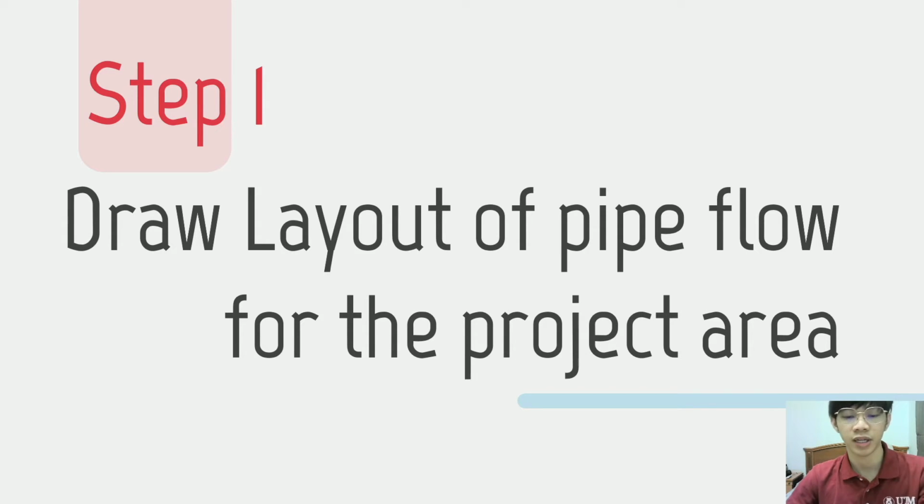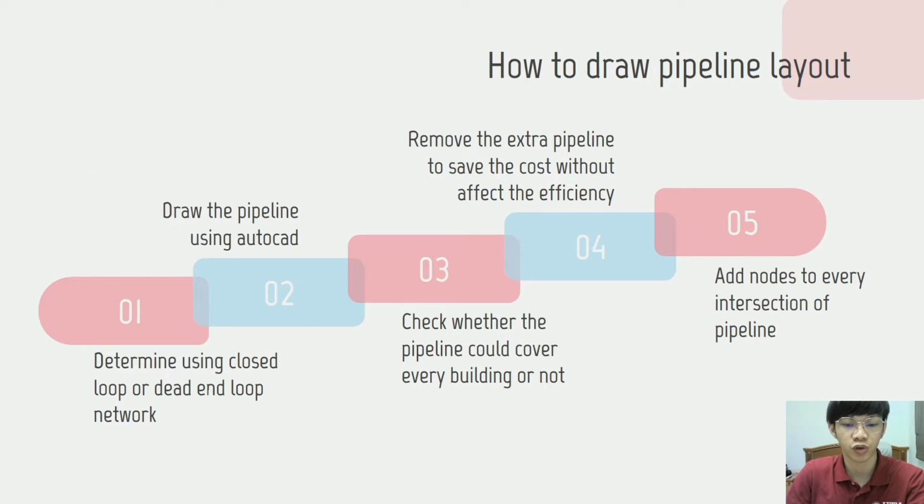First step is to draw the layout of pipe flow for the project area. So, how do we draw the pipeline layout? The layout was drawn by determining whether using a closed loop or a dead-end loop network. In our case, we are using closed loop network. Then, draw the pipeline using AutoCAD. After that, we check whether the pipeline could cover every building or not. Next, we remove the extra pipeline to save the cost without affecting the efficiency. Lastly, add nodes to every intersection of pipeline.